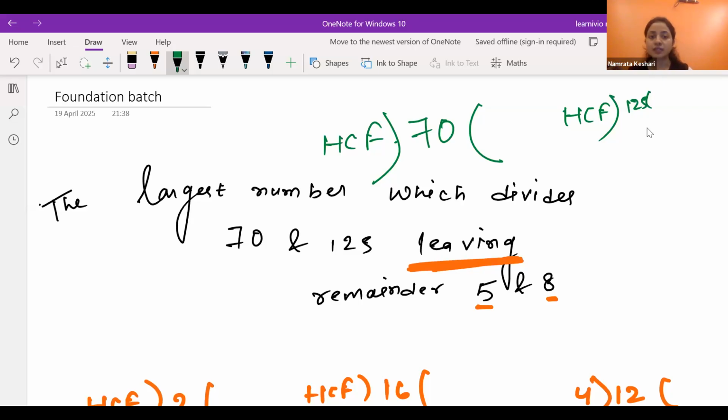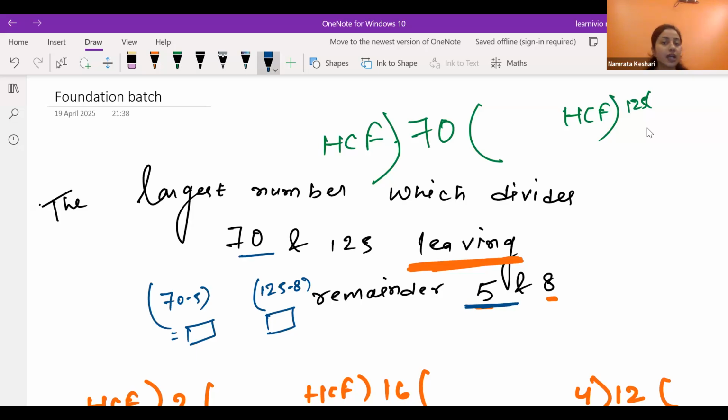Ryan, is it making sense? Yes, ma'am. Okay, whenever you encounter such a question, if you are not able to recall the story, that means at first you need to take out the remainder, 70 minus 5 from the first number and 125 minus 8 from the second number. Whatever you get, that's the HCF you will be finding. That's it. I'm giving you another question like this. Please continue.